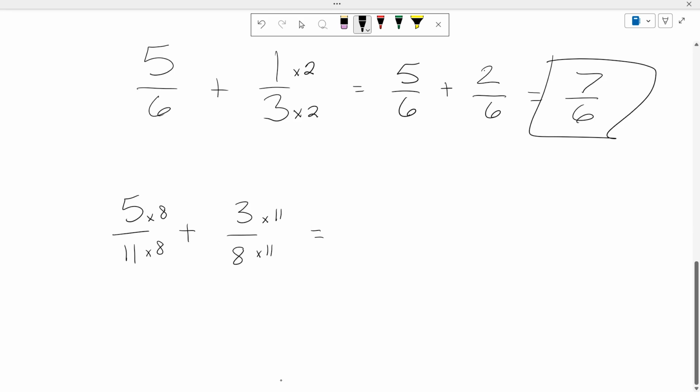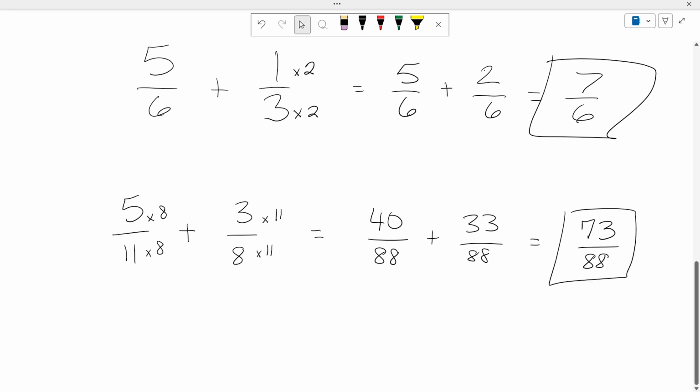What's 5 times 8? 5 times 8 is 40. What's 3 times 11? 33. 40 plus 33 is 73. Now, is there anything that goes into 73 that goes into 88? And the answer is no. So we leave it at 73 over 88.